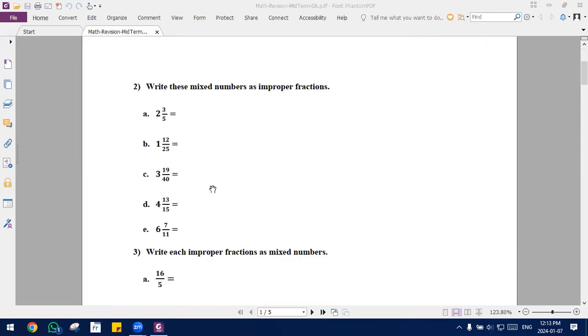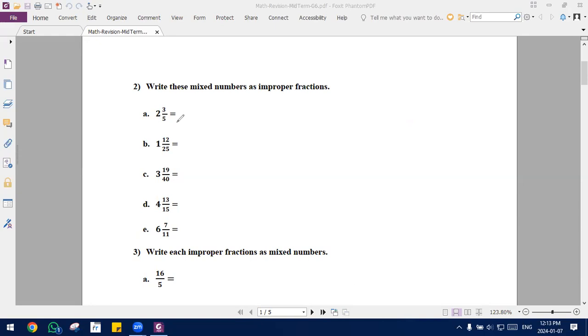Now, question number 2. Sorry. It says, write these mixed numbers as improper fractions. So mixed number, first of all, it means we have a real value, an integer, and a fraction. That's why it's called mixed. When I say improper fraction, it means a fraction that has the numerator higher than the denominator. So here, for example, 5 is higher than 2. This is an improper fraction.